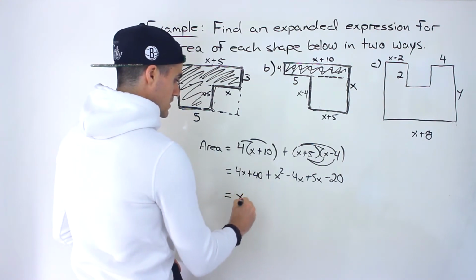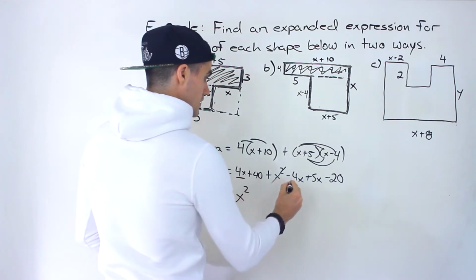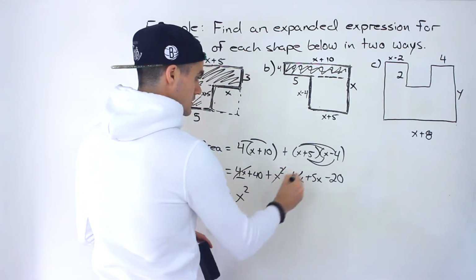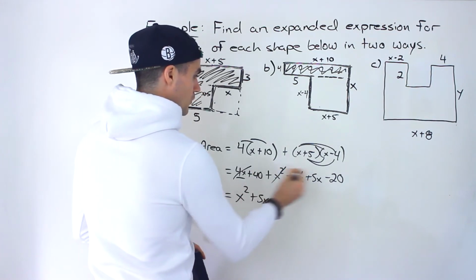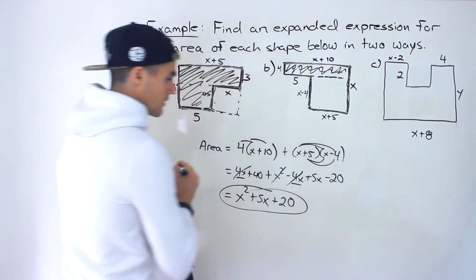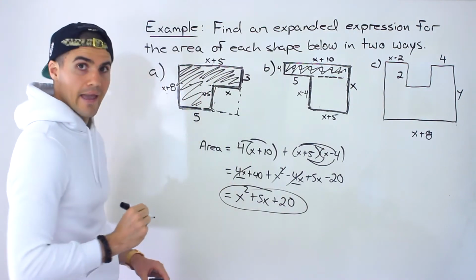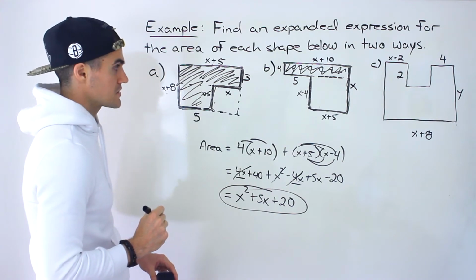Notice the x squared, it's by itself. Doesn't simplify with anything. Then we got 4x minus 4x, that's nice. Those just cancel out, and we're just left with a 5x. And then 40 minus 20 gives us positive 20. So that, right there, ends up being the area, x squared plus 5x plus 20.